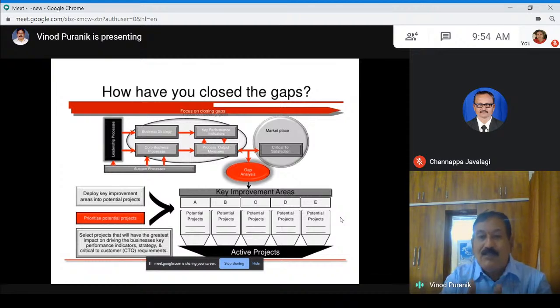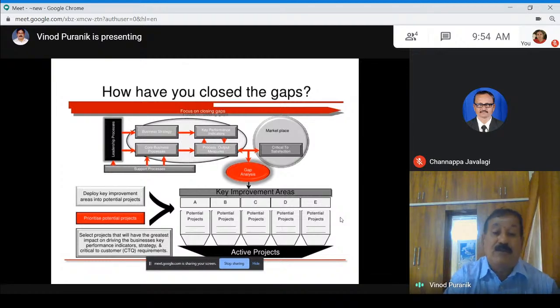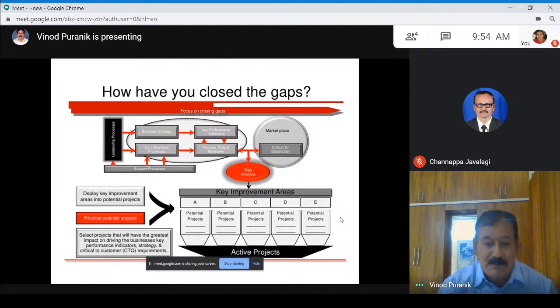You convert them. Whenever you compare with other competitors, or you want to improve yourself, you look at the areas and convert them into projects, and you select the projects that will have the greatest impact on driving the business and key performance indicators. What is also very, very important is the critical to the customer requirements, the customer's qualities, what exactly they need, what they actually want. So the key improvement areas, if you look at this particular slide, are the potential projects and active projects. So that's very, very important.